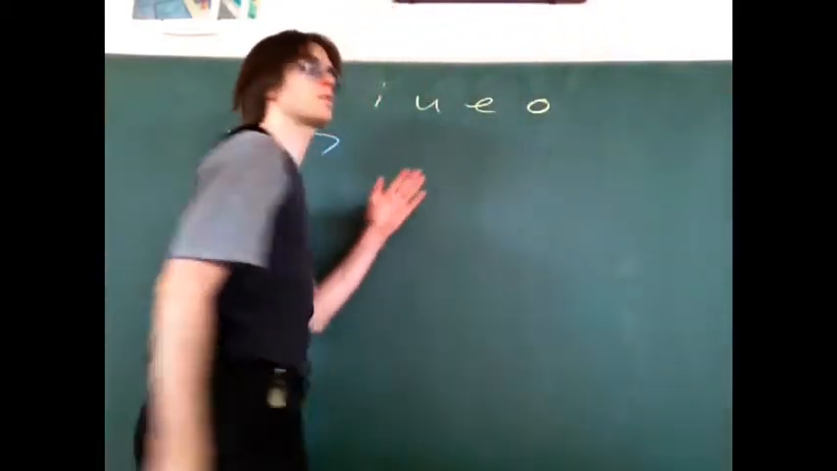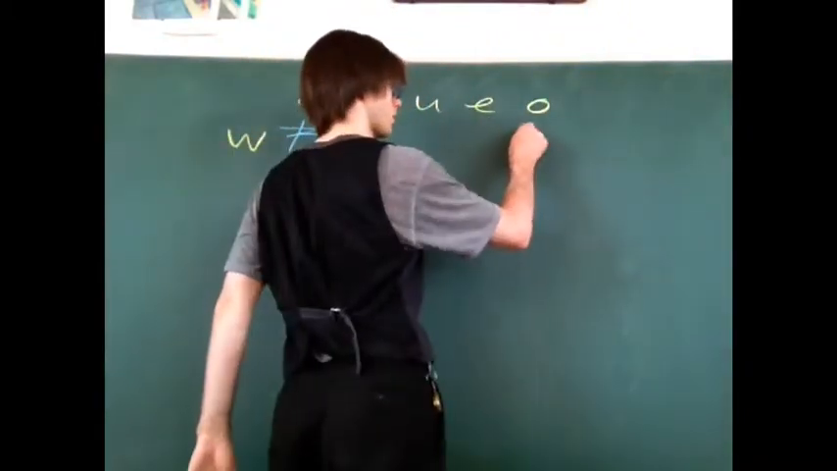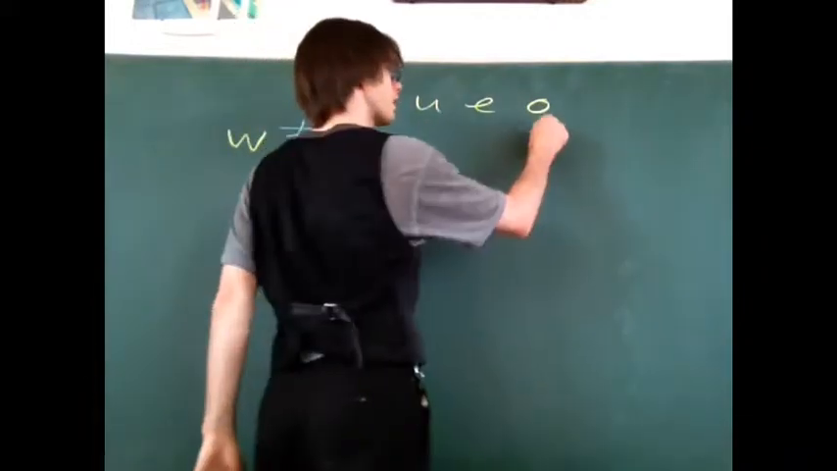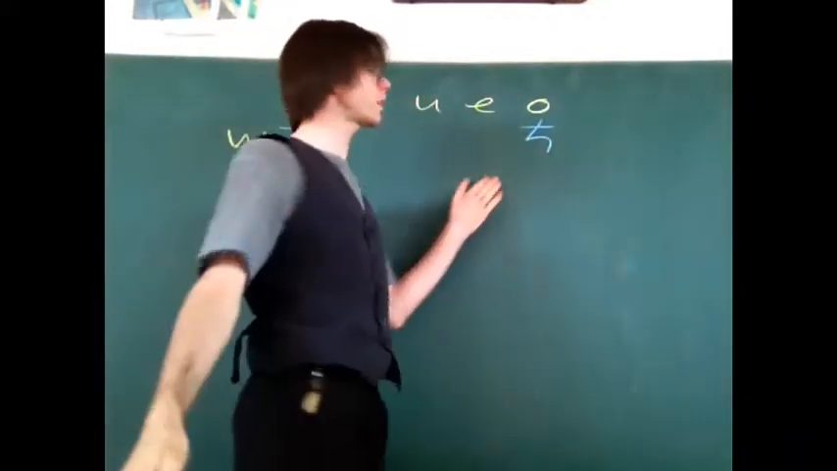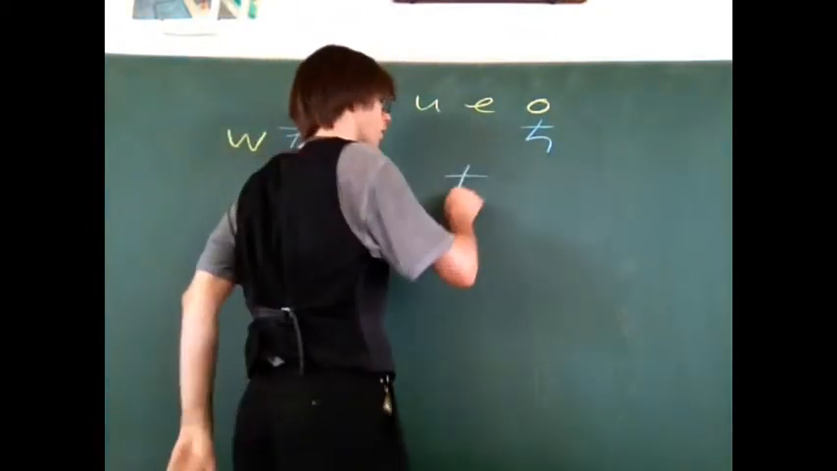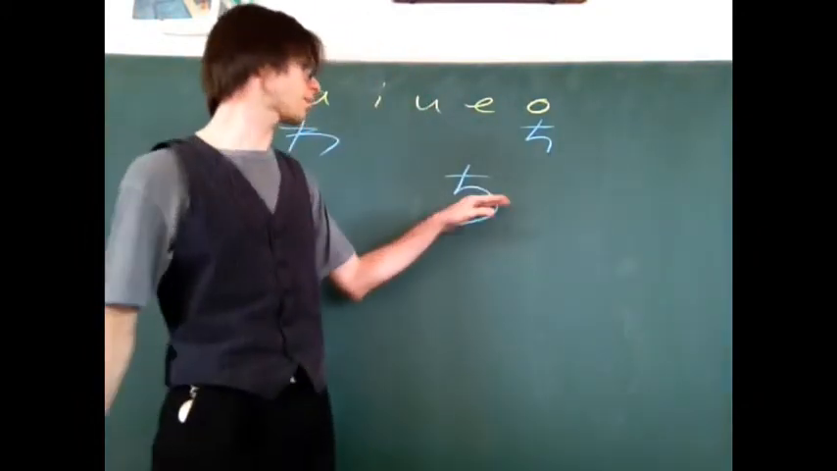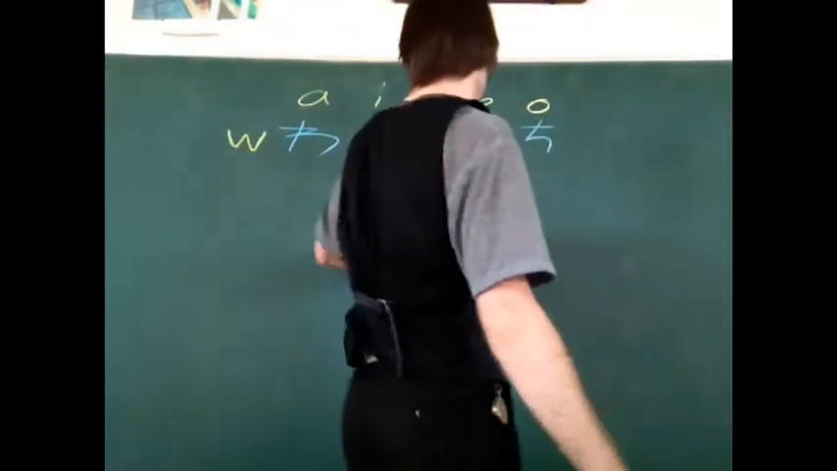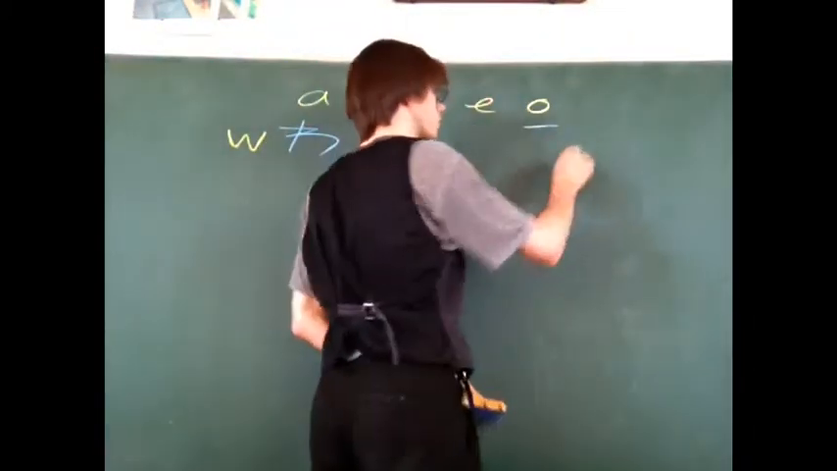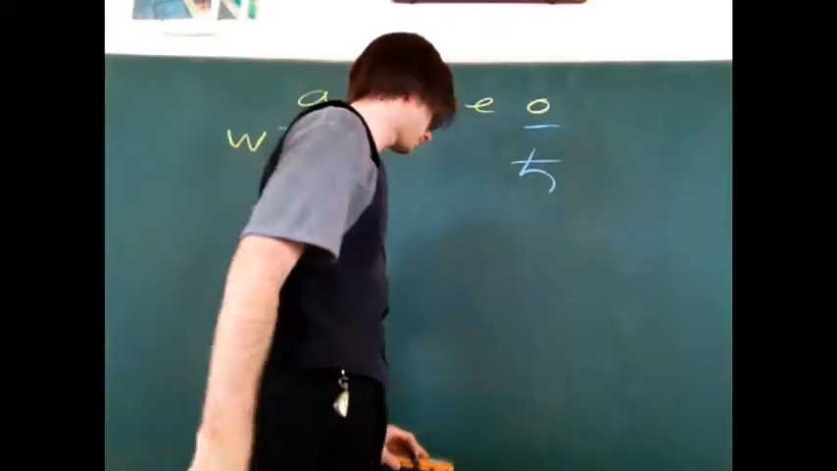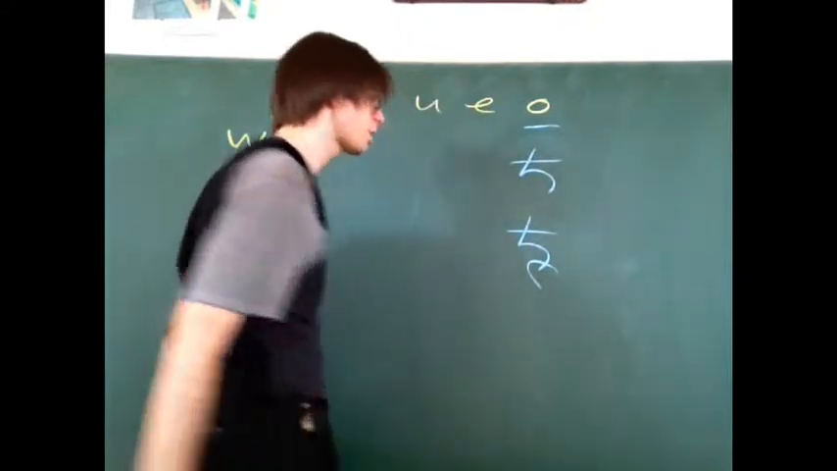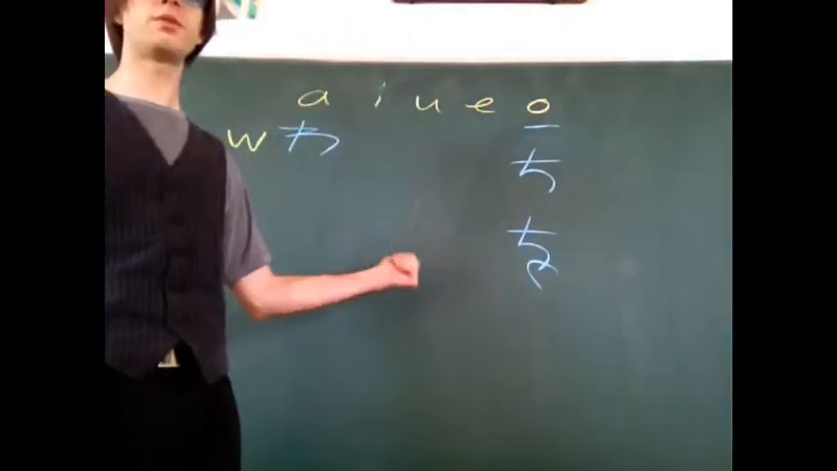But wo is written like this. First, line here. Next, it looks kind of like chi, but instead of going all the way around, you stop halfway, right? So let's look at this again this way. We've got first one. Second one. Third stroke goes an opposite hook for O.